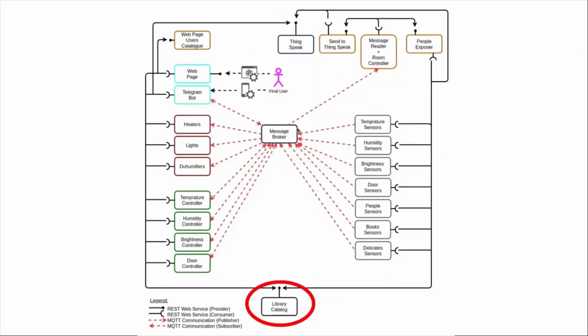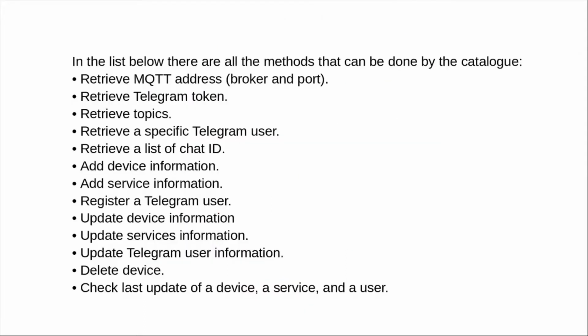Library catalog is one of the most important microservices in the entire IT system because it retrieves and stores fundamental information for the other microservices. The catalog is designed as a RESTful web server using CherryPy, and that is the list of all the possible services offered by the catalog.